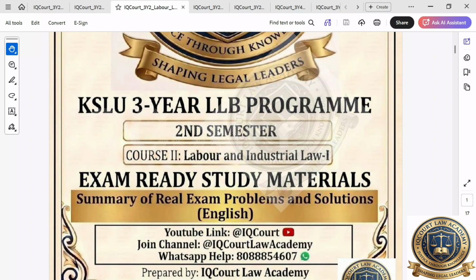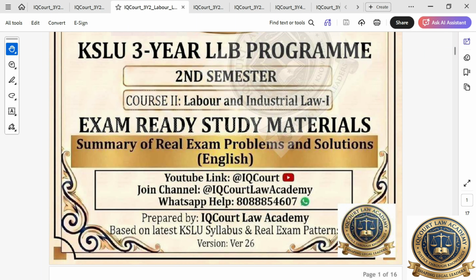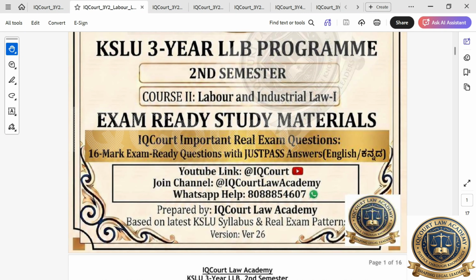See, this is the labor law. So this is the summary of the problems. This is the English version. This is the JUSTPASS answers of labor law. JUSTPASS. This is the one thing.